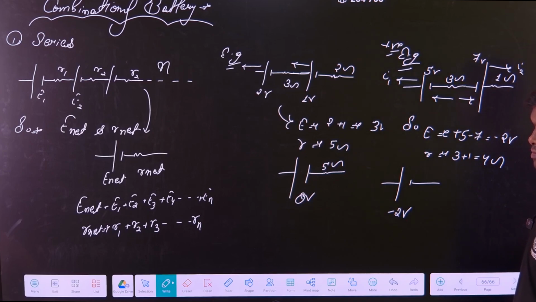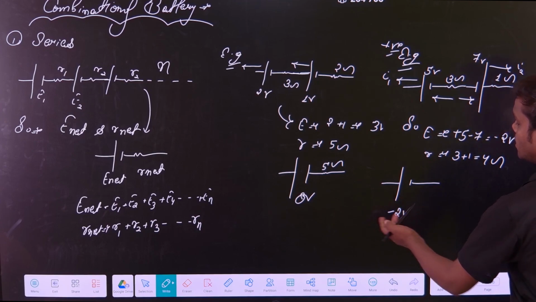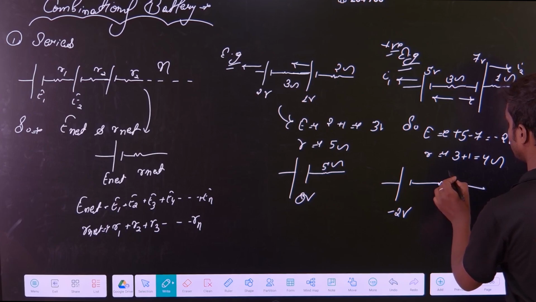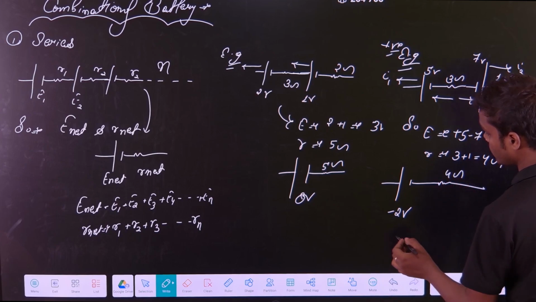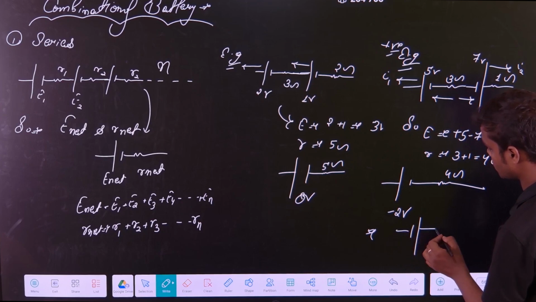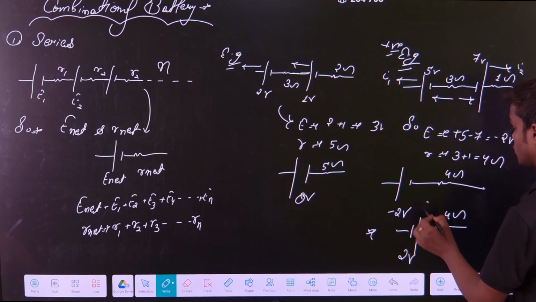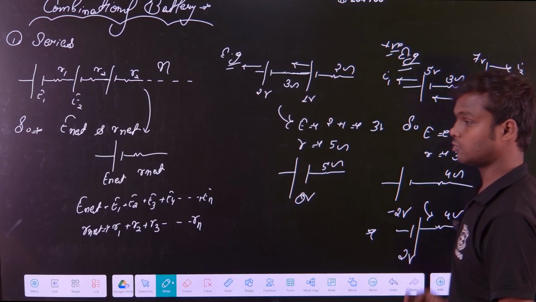Are you getting my point? Minus 2 volt will be there because the other value is greater. So obviously if you want to make it plus 2, you have to flip it. And this will be my 4 ohm. So if you want to make it plus 2, you will flip it and get something like this. This is my 4 ohm and this will be the 2 volt battery. So you have to flip it to get a positive 2 volt.